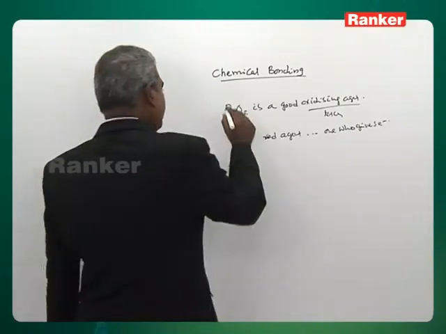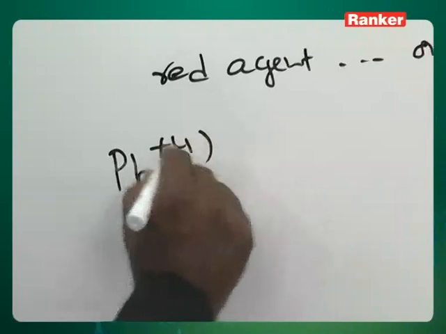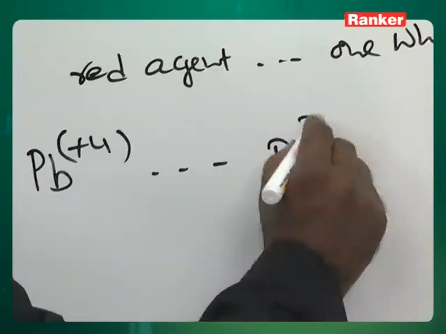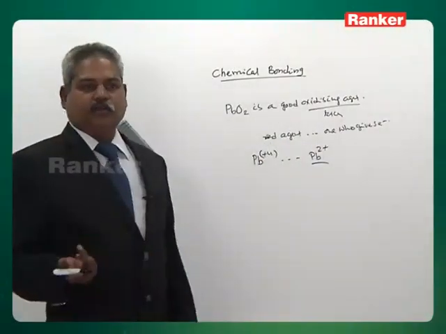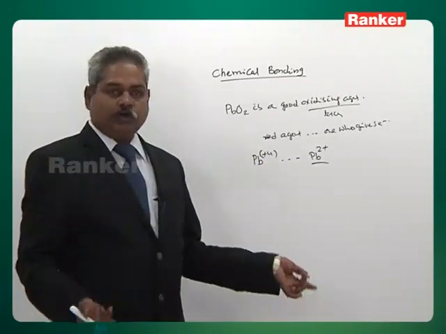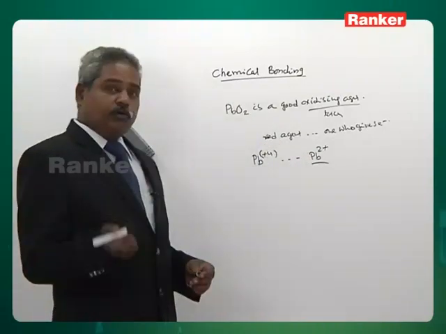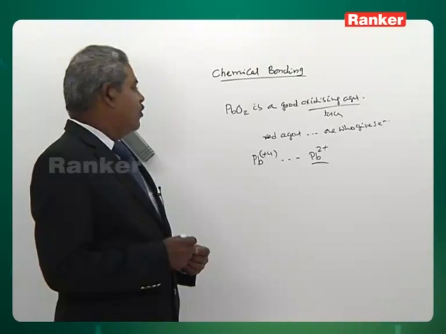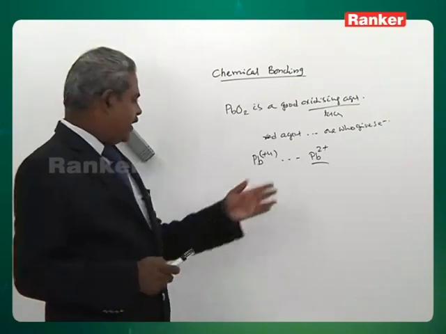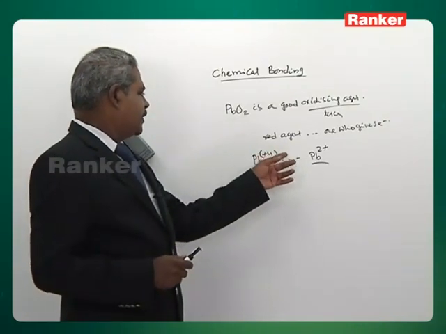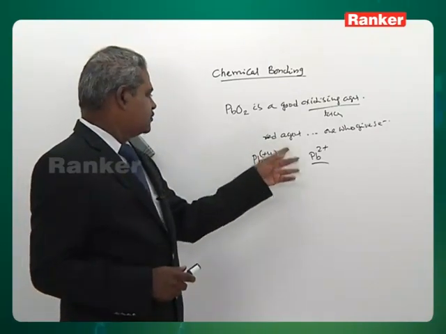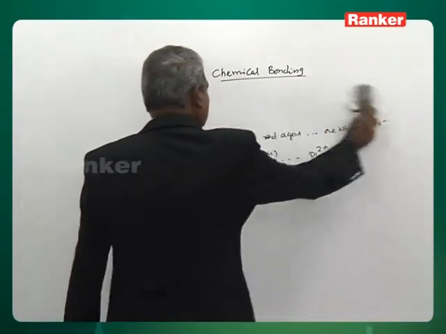Why? In PbO2, lead is in plus 4 oxidation state, and in that plus 4 oxidation state, lead prefers plus 2. Why? Inert pair effect. That's all. Plus 2 of lead is preferred to plus 4 of lead. So, the consequence: PbO2 is a good oxidizing agent means PbO2 wants to take electrons so that its oxidation state decreases from plus 4 to plus 2. By taking electrons, what happens? Plus 4 minus 1, electron means minus 1, plus 4 minus 1 minus 1, net plus 2. So, like that.